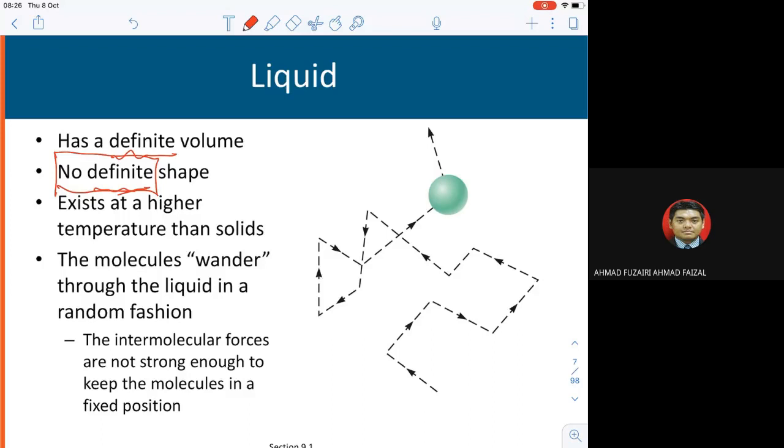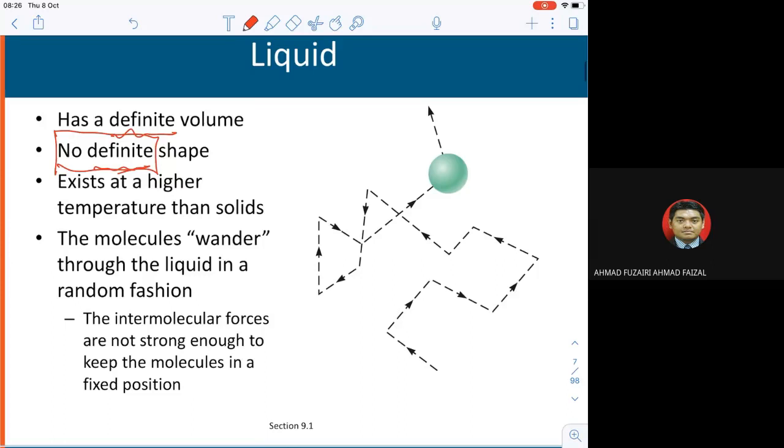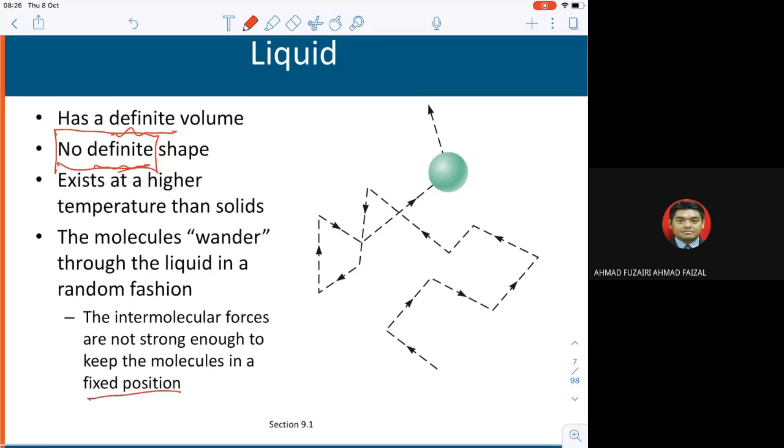A liquid also exists at a higher temperature than a solid. Why? That is related to what we will learn in the next chapter. The molecules wander through the liquid in a random fashion, so we cannot pin down the position of the molecules. Why? Because the molecules in the liquid move randomly. The intermolecular forces are not strong enough to keep the molecules in a fixed position.